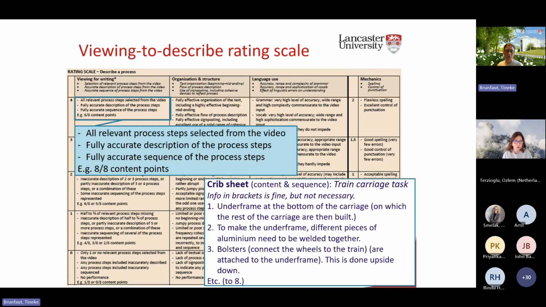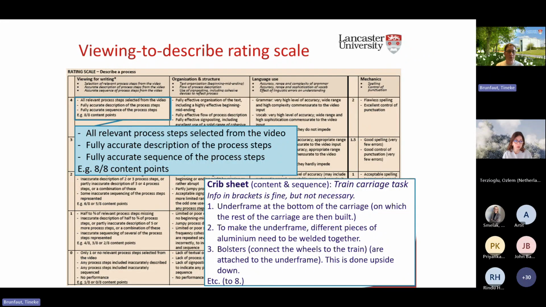So for example, for that train task, how a train carriage is made, to get a top mark of 4 in the first criterion, viewing for writing, what we need to see in the writing is that all those relevant steps of how to produce a train carriage from the video should be represented in the writing. Those steps should be accurately described, and they should also be accurately sequenced. And so what we did in all our tasks is we controlled for how many main content points there were, 8 in this case. So you would need to have 8 out of 8 essentially in this criterion.